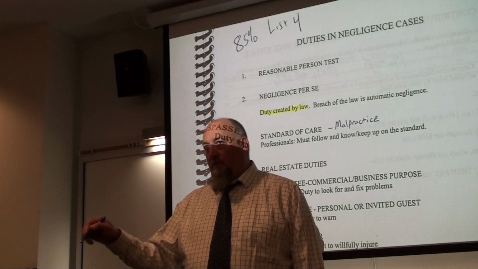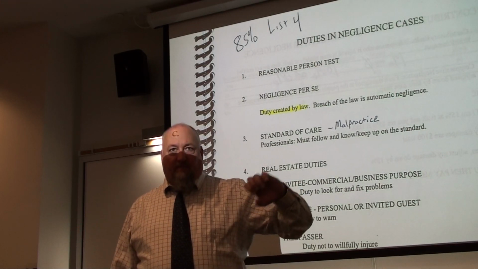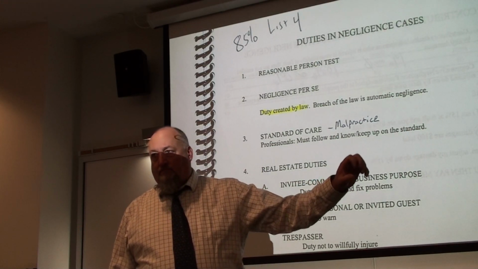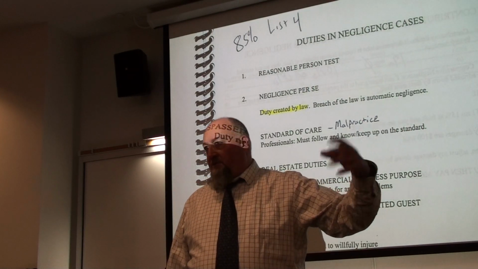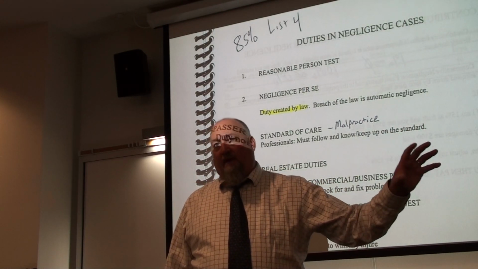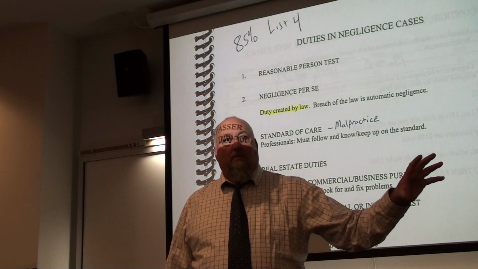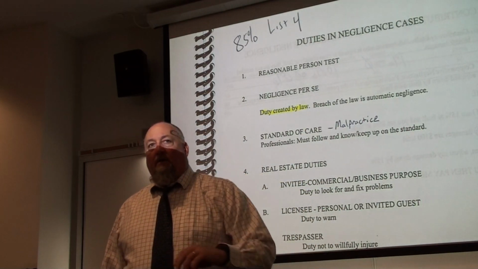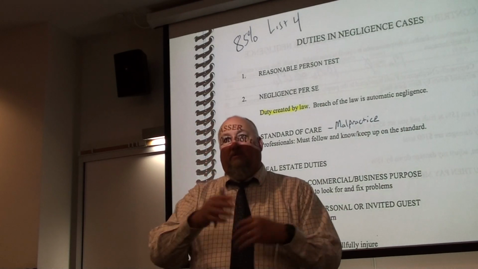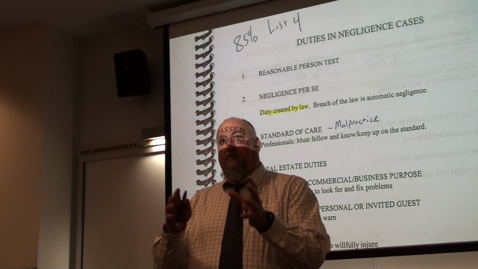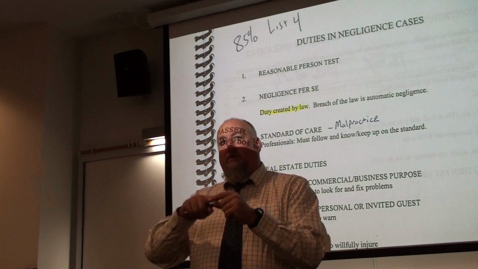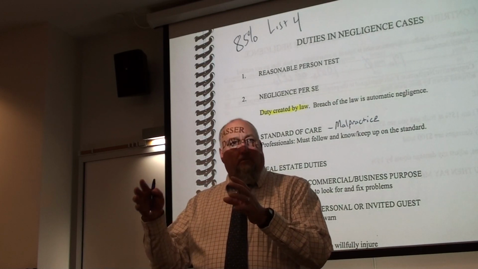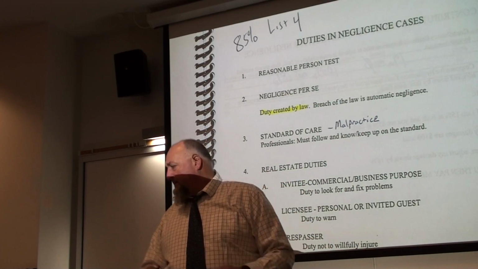So just because I had a tail light out, which is a violation of a rule, if having a tail light out had no connection with the cause of the accident, then even though I violated the rule, it doesn't necessarily mean I'm negligent. You have to show that violating the rule was a direct link with the injury. And we'll talk more about that in a minute.